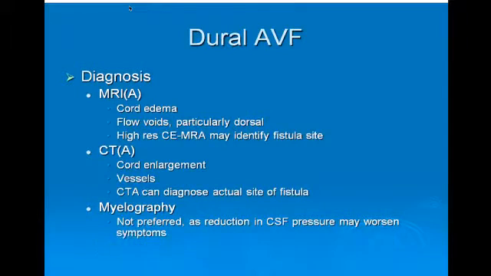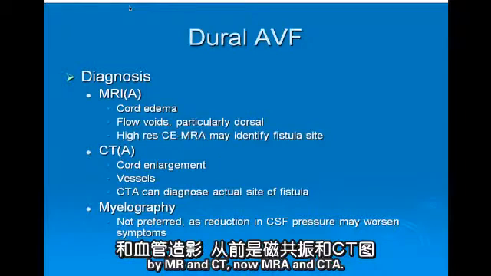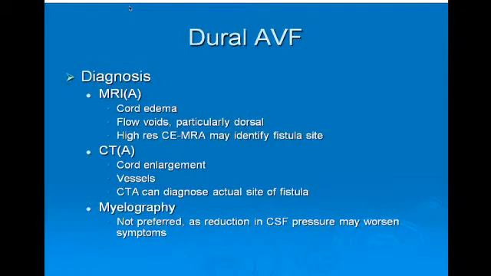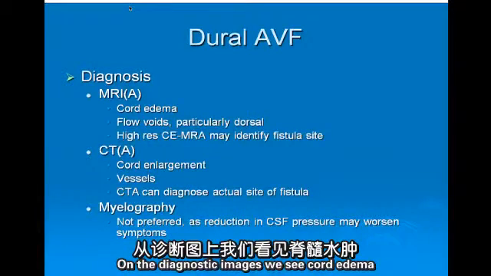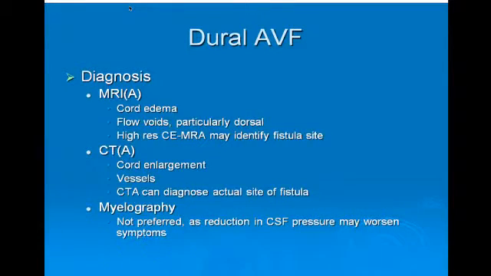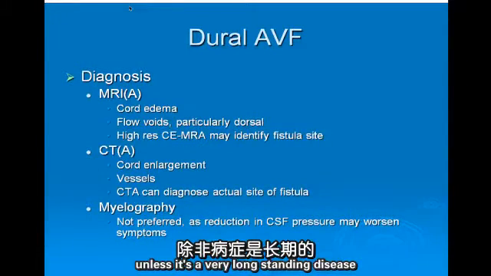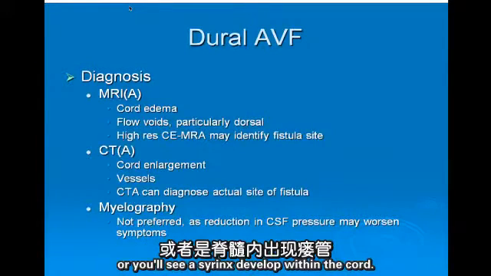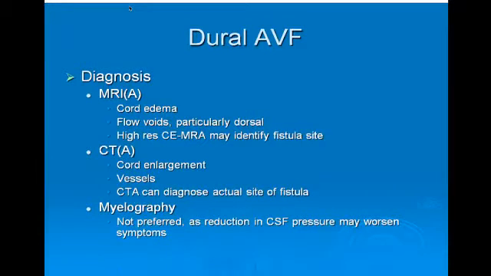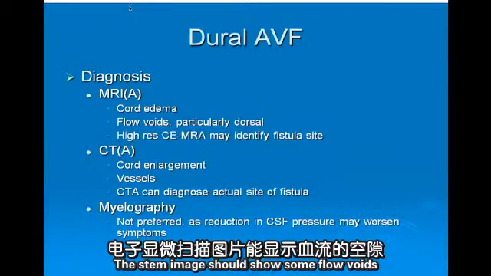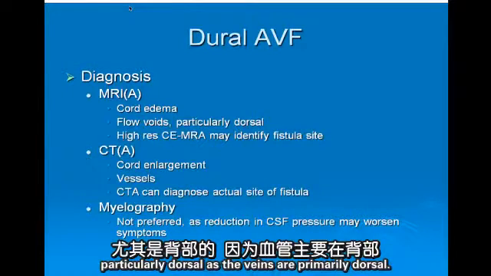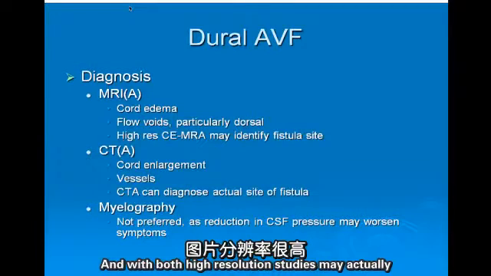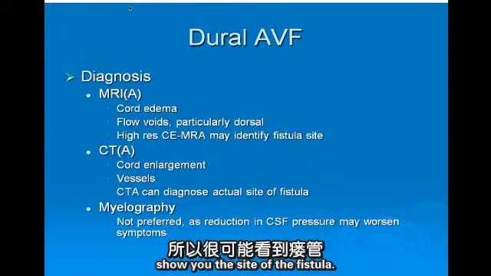Diagnosis is typically by MR and CT, now MRA and CTA. On the diagnostic images, we see cord edema, or in CT, cord enlargement, unless it's a very long-standing disease, in which case you'll see the cord shrink, or you'll see a syrinx develop within the cord. The standard image should show some flow voids, particularly dorsal, as the veins are primarily dorsal. And with both, high-resolution studies may actually show you the site of the fistula.